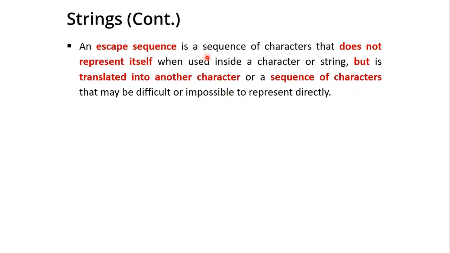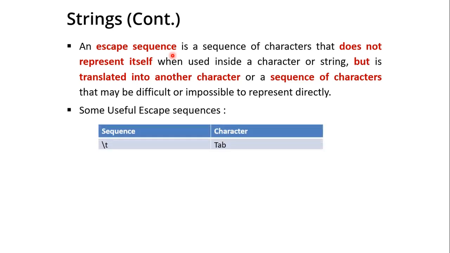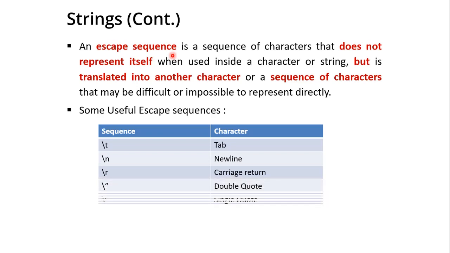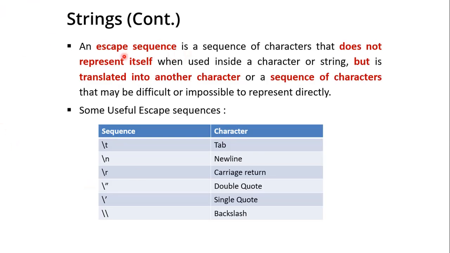An escape sequence is a sequence of characters that does not represent itself when used inside a character or string, but is translated into another character or sequence of characters that may be difficult or impossible to represent directly. So it is an escape sequence. Some useful escape sequences are \t for tab, which you already know, \n for new line, \r for carriage return, double quote, single quote, and backslash. So these are all the escape sequences.